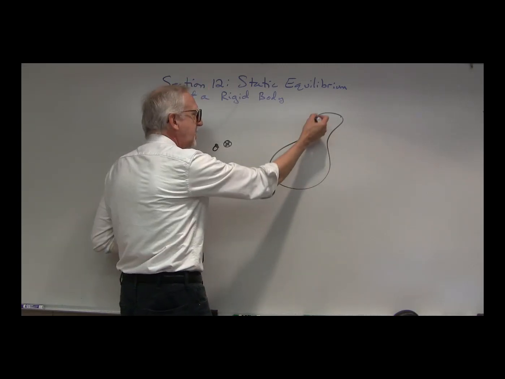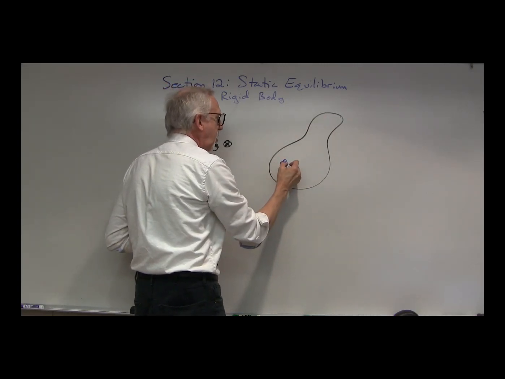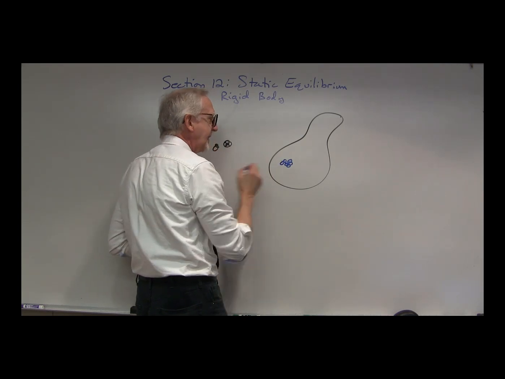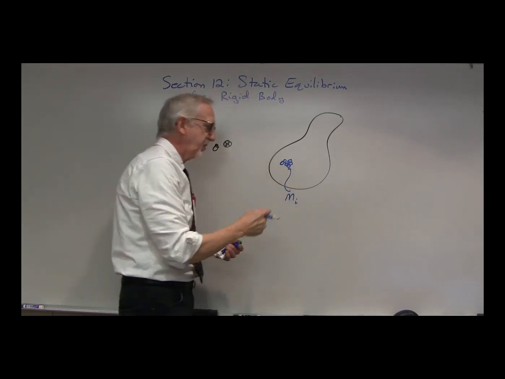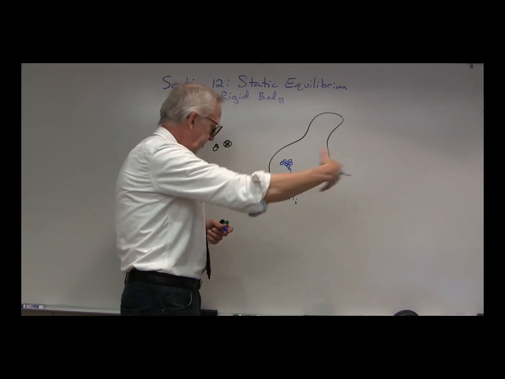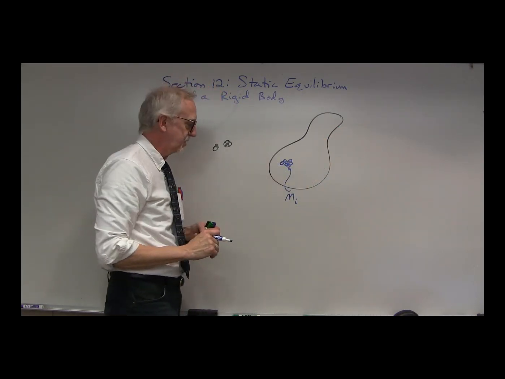Let's break this whole object down into a whole bunch of little tiny masses, each one with a mass. We'll call them m sub i. So there's m1, m2, m3, m4, m5, up to whatever, some large number of masses.